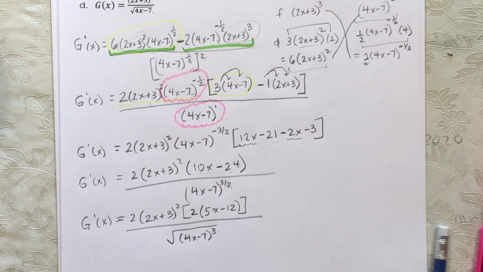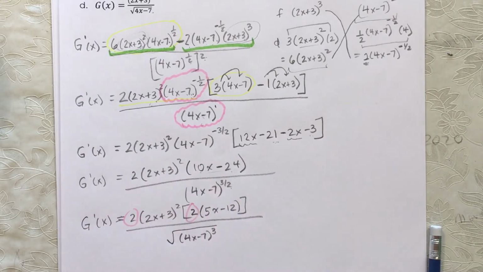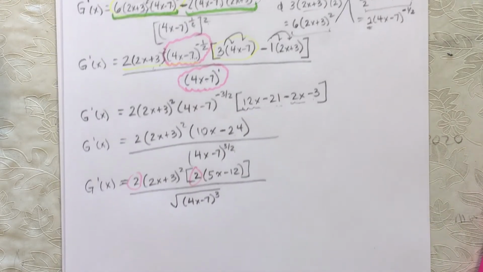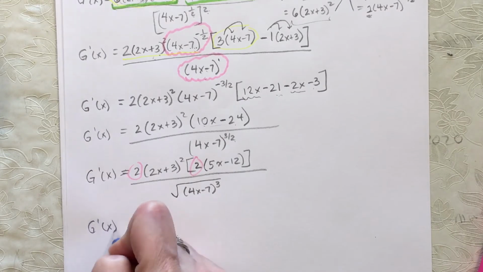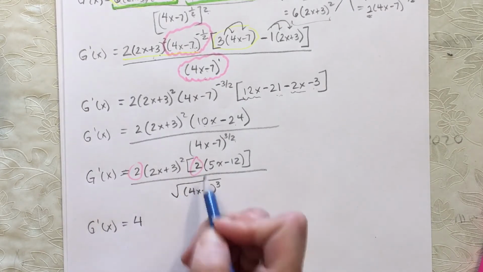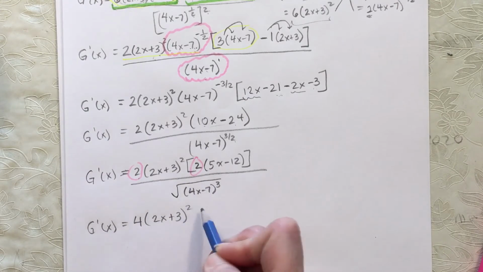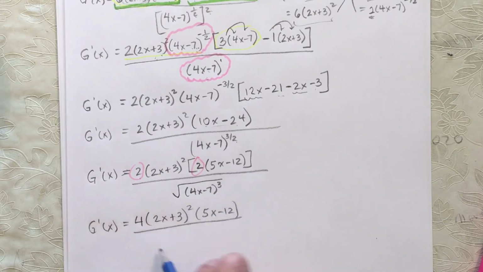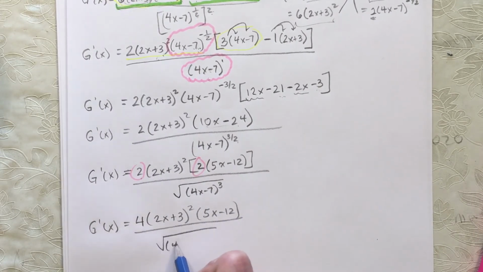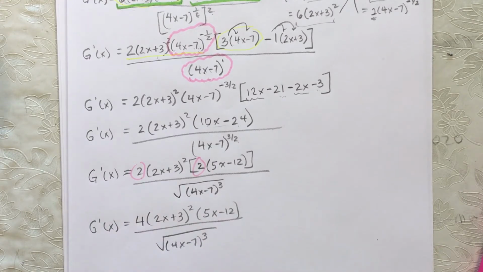Almost done, but this 2 can be multiplied by this 2 out front because they're monomials. So my final answer would be 4, 2 times 2, times 2x plus 3 squared times 5x minus 12 over the square root of 4x minus 7 all cubed. So there's the final answer in simplified factored form, and this would be like a 10-mark question.